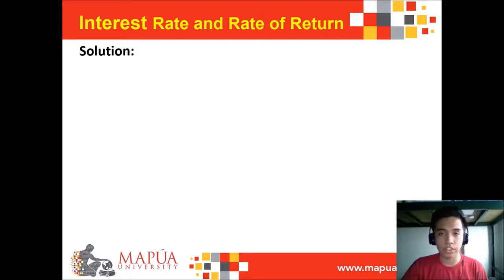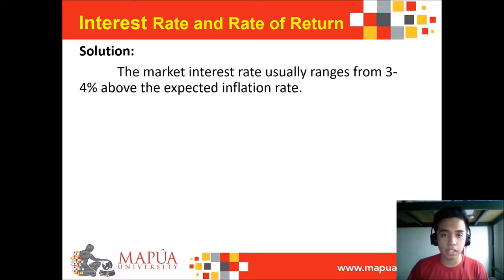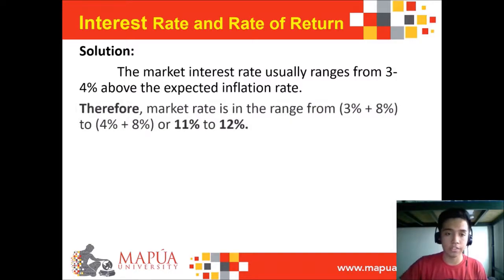So, my approach for this problem is that the market interest rate usually ranges from 3% to 4% above the expected inflation rate. There is no exact market interest, so the usual ranges are used to solve this problem. Therefore, the market rate is in the range from 3% plus 8%, and this 8% is the inflation rate mentioned earlier in the problem, to 4% plus 8%, and in simplified terms, 11% to 12%.